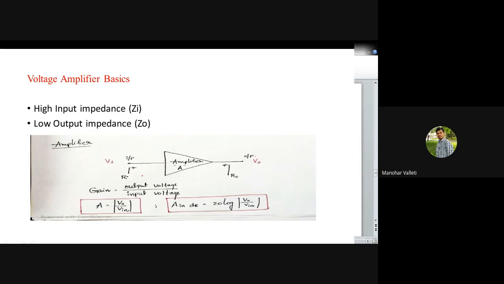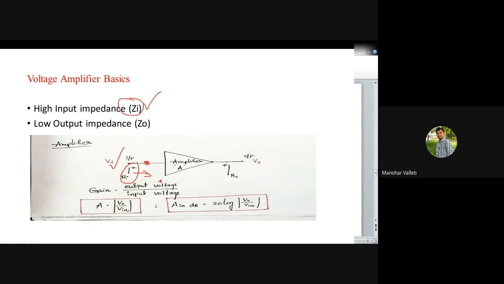Ri is the input resistance. You are seeing here input impedance, and R naught is output resistance. If it is an AC quantity, then you will use impedance. If it is a DC quantity, we will use resistance. That is the only difference; both are the same. So if you measure between this terminal and ground, looking in along this arrow mark, whatever resistance you are seeing is the input resistance of the amplifier.